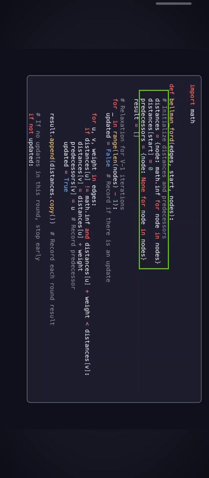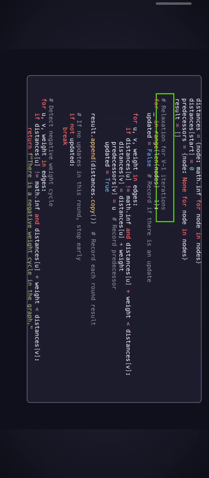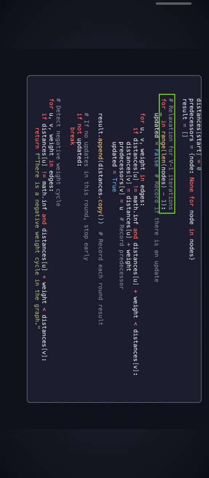At the beginning, the function initializes 2 dictionaries: distances to track the shortest known distance to each node, setting the start node to 0 and all others to infinity, and predecessors to store the previous node in the shortest path, initially set to none. Next, the algorithm performs V-1 iterations of relaxation.